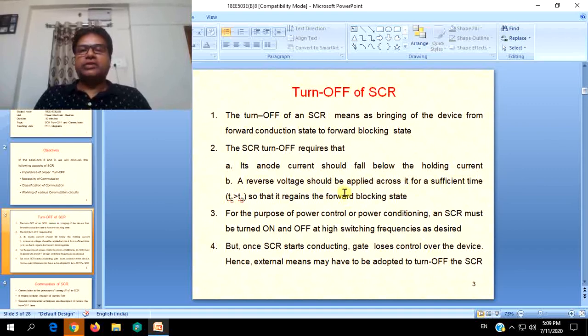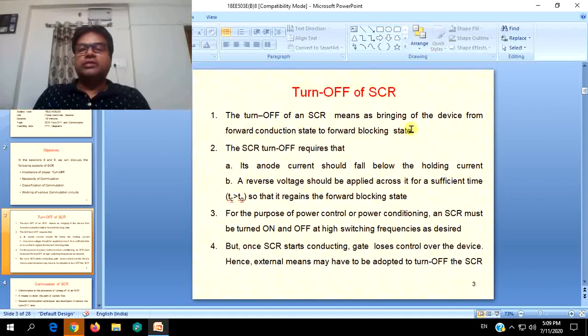Turn off of SCR. It is pretty clear that turn off of an SCR means bringing the device from forward conduction state to forward blocking state. Turn off of an SCR doesn't mean that we should bring it from on state to zero voltage or zero current state or totally off state. It is not required.